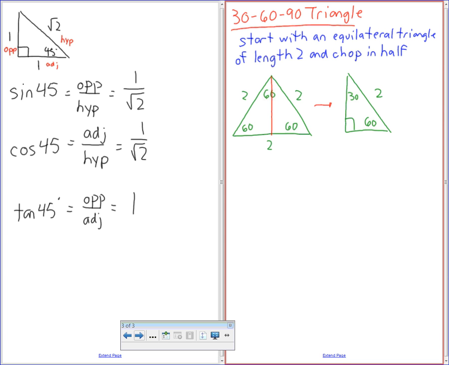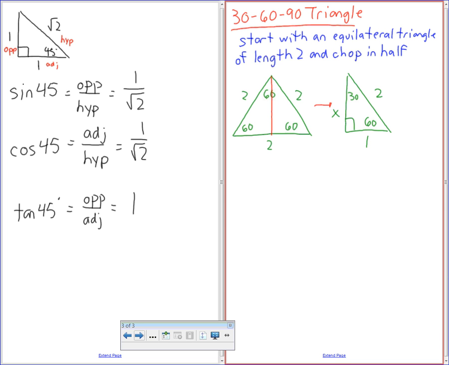Can somebody tell me what the other two sides will be? Let's start with the bottom side. What will the bottom side be? Luke? 1. Good. I'm going to call this X because I like math. All right? What is it?